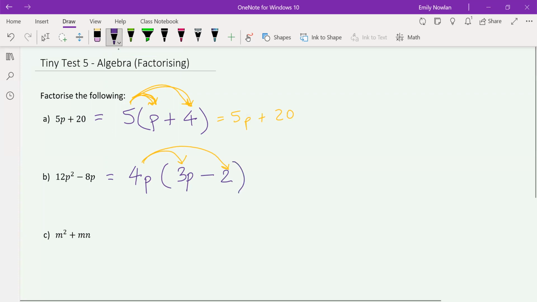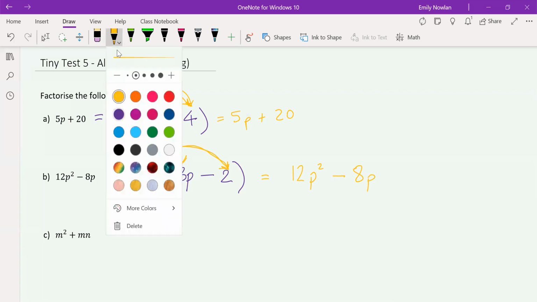And then we can double check it as we did before. 4p times 3p, that is 4 3s are 12, p times p is p squared, minus in the middle. 4p times 2, well 4 times 2 is 8, and there's also a p.